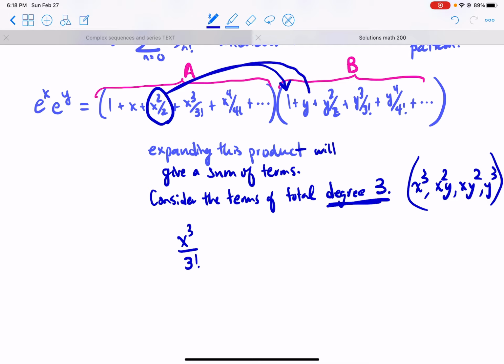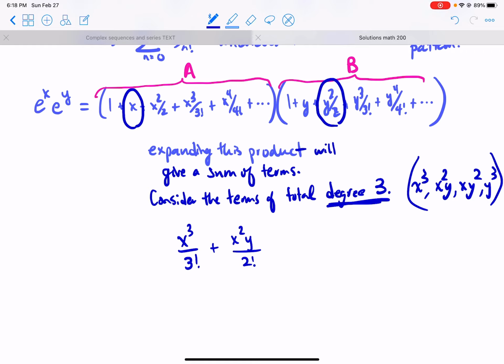X squared y over 2 factorial. Similarly, this x can only give total degree 3 when it hits a y squared, which comes along with a 2 factorial, right? So we'll get an x y squared over 2 factorial. And then this 1 can actually give us a total degree 3 when it hits this y to the third. And that will come along with the 3 factorial in the denominator.